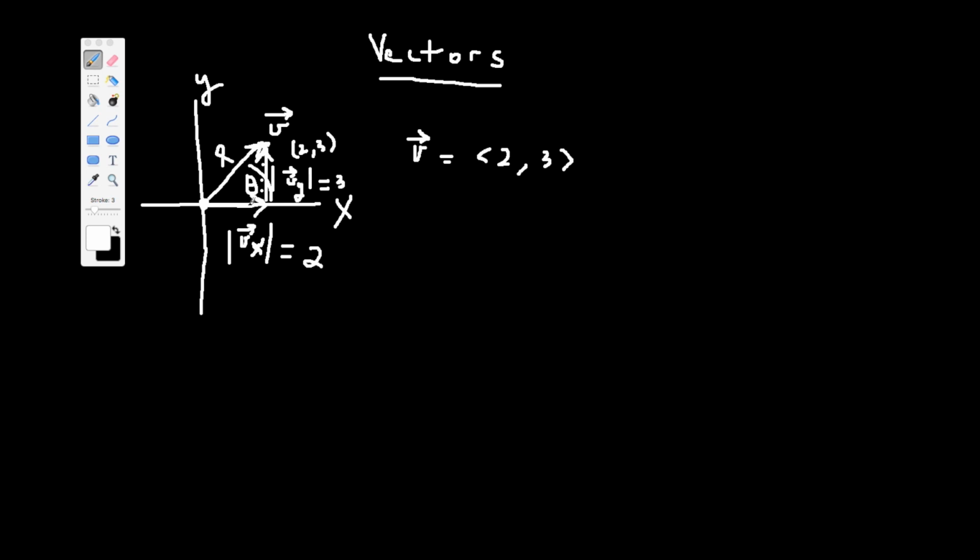So if we just use the Pythagorean theorem, we could easily find the length of the vector v, right? Since this is a right triangle, it would just be 2 squared plus 3 squared would be the length of v squared. So we just take the square root of that. So we take the square root of 2 squared plus 3 squared, and that would be the length of our vector v, or the magnitude, if you will, of vector v. Okay.